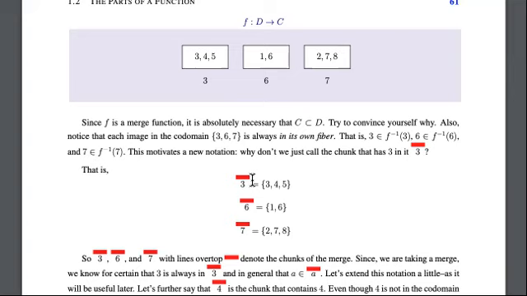So what does 3 bar mean in this case? It just simply means the chunk, or the fiber, of this initial merge function that contains 3 in it. Now 3 is also in the output of this merge function because we're staying in the domain, because they're just merging right here together. But essentially you take this chunk 3, 4, 5, and 3 bar is going to be equal to the whole chunk. So it's a way of notating the chunk that 3 is in of this particular function that's merging.